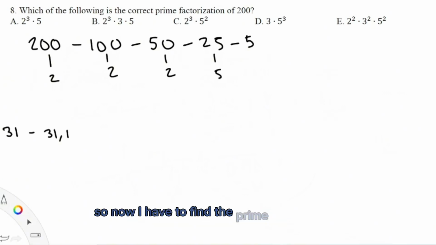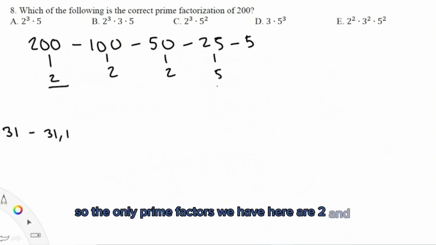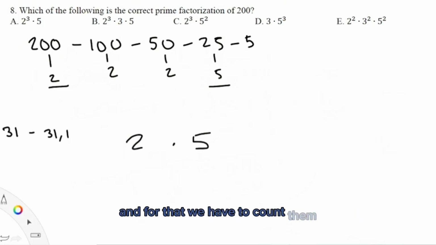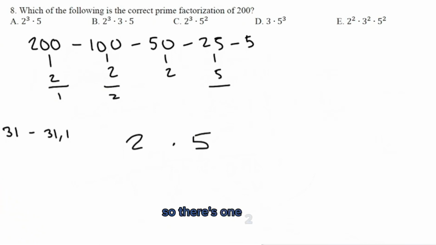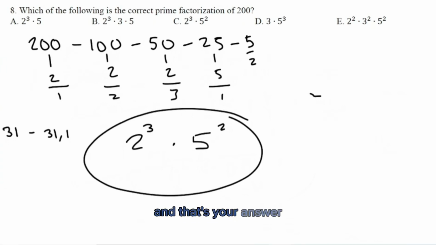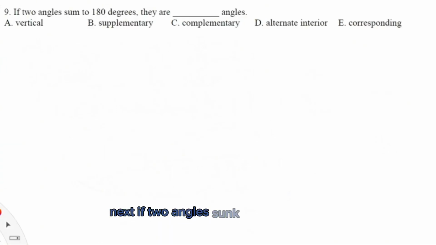So now we have to find the prime factorization. So the only prime factors we have here are 2 and 5. So 2 times 5. But we need to know the power of each of them, and for that we have to count them. So there's 1, 2, 3, so 2 power 3, and 1, 2, 5, so 5 squared, or 5 power 2. And that's your answer.